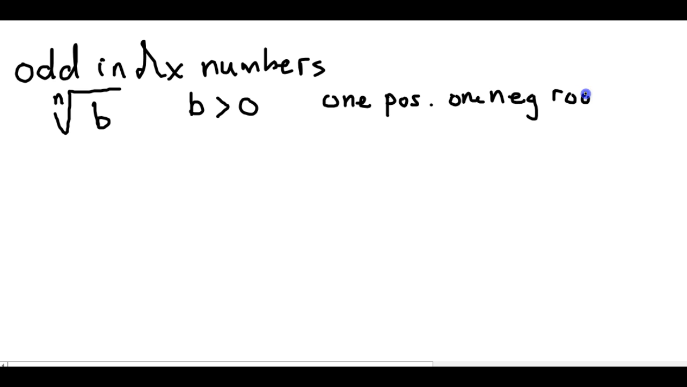I will be posting this recording up on Yammer as well. So here's an example. Okay. So this is with b greater than 0. So what if we have the third root of 8? So that's with b greater than 0.